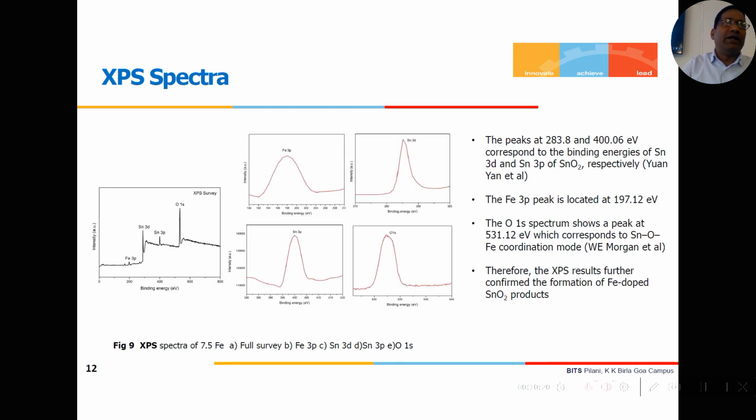XPS analysis we also did to confirm the presence of Fe and the form of Fe which is present in the composite. So we could see that Fe is present in the matrix in the form of Fe metal, not FeO.